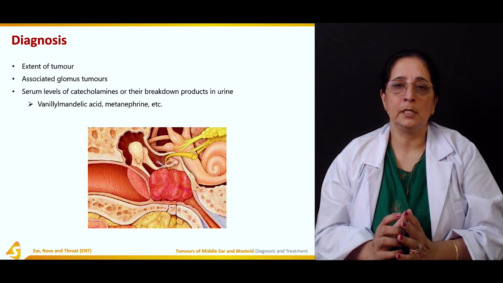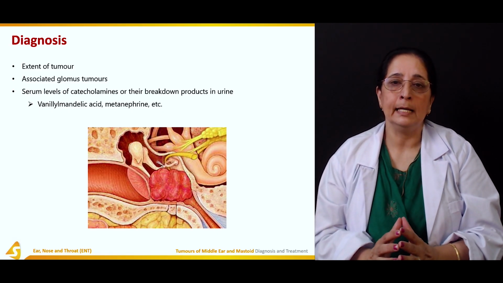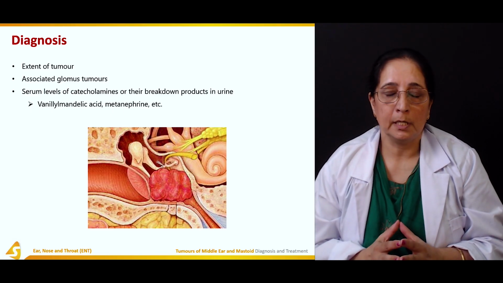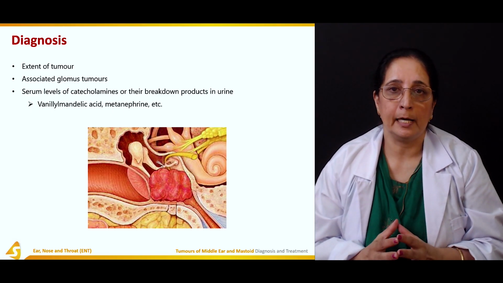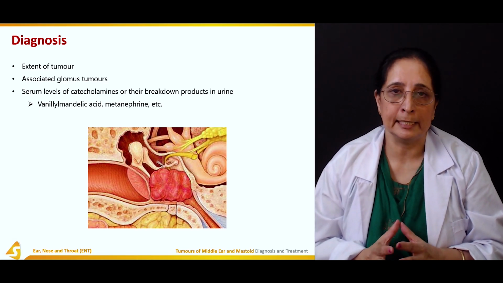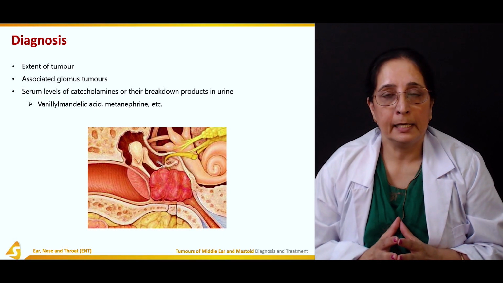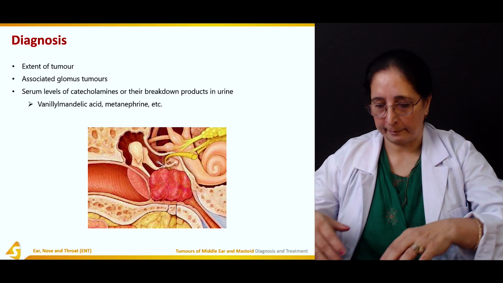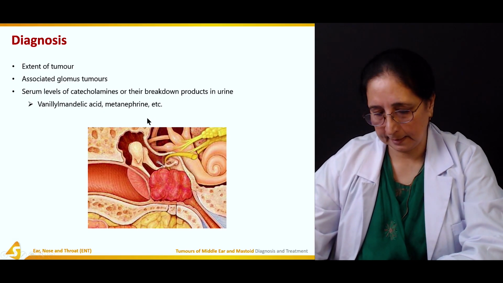So, diagnosis is based on finding the extent of the tumor, how bad the tumor is, what the extent of the spread is, localized, distant, or already metastasized. Staging is important. And then if there are any associated glomus tumors, and what the level of catecholamines is.